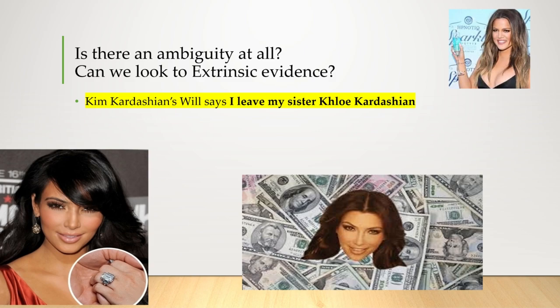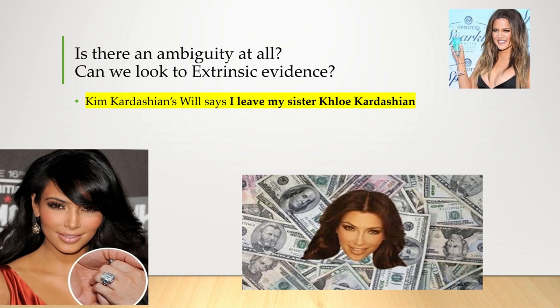Is there anything ambiguous about a provision that says I leave my sister Chloe? Leave her what? Can we get to the extrinsic evidence? Is it the diamond ring? Is it the $1 million? What is it? So that would be a situation in which it is patently ambiguous. That should have been discovered from the face of the will. We don't need to carry that out.